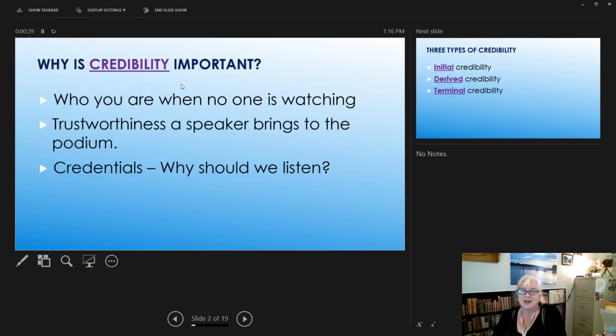Credibility, why is it important? Credibility is who you are when no one is watching. That's also, by the way, the definition of character. But that's a side issue. We're not talking about that right now, although it does play a huge role in your ethics of your presentations. But right now we're looking at credibility.